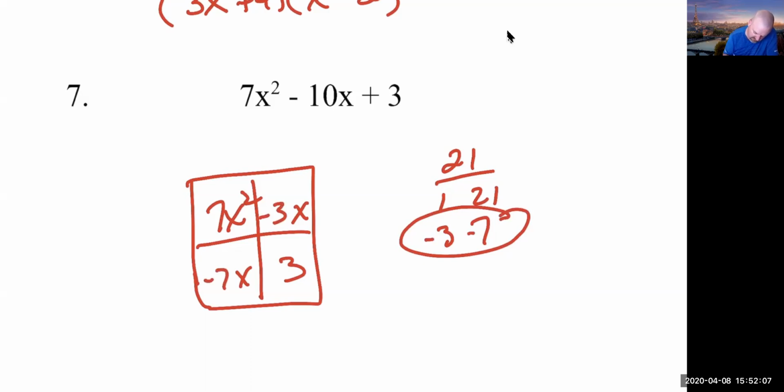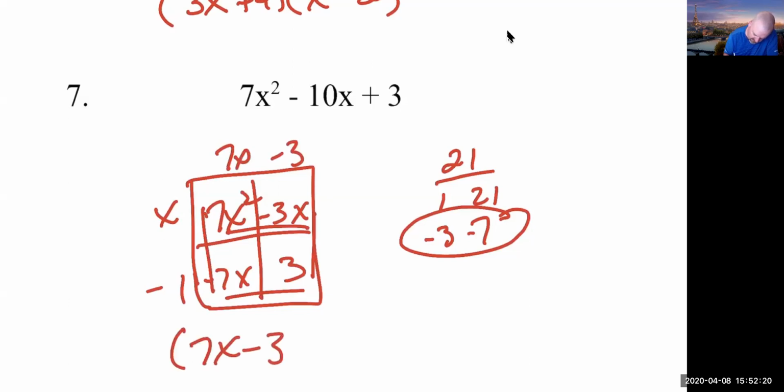And so now we just factor out. Across, take an x. Across the bottom, take a negative 1. Up and down, 7x. And up and down, negative 3. So we have 7x minus 3 and x minus 1.